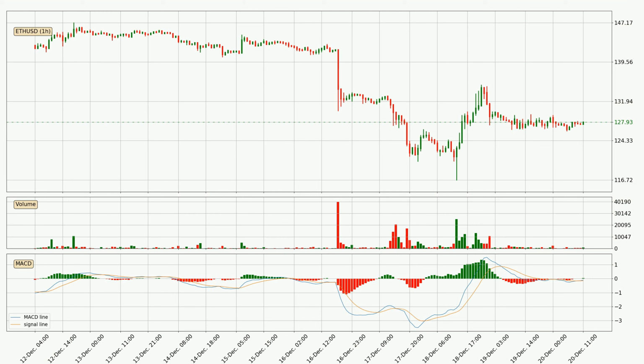When we now look at the current hourly MACD, the MACD line is above the signal line, meaning that the trend is currently on the up. The MACD histogram shows that the momentum is currently strong, and it could be expected for the price to go further to the upside.